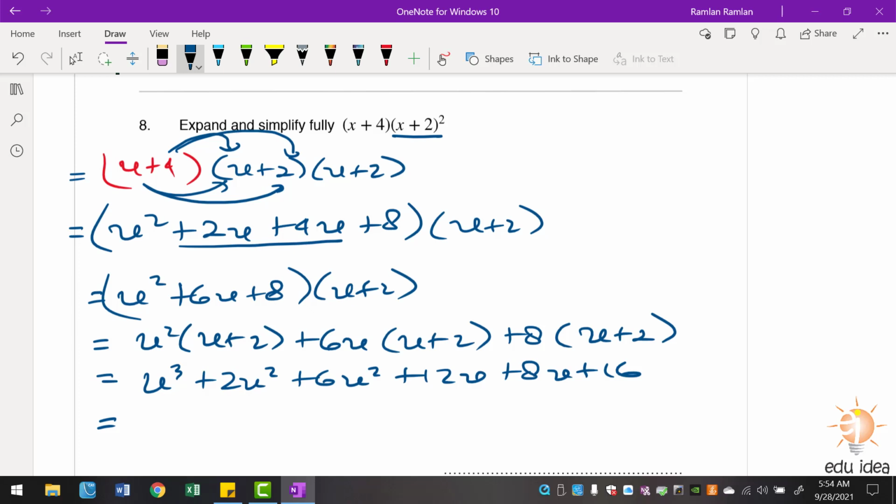Now to simplify, we know that we have other like terms, this 2x squared with 6x squared, because both of them have the same exact variable, which is x squared. The x cubed doesn't change. For those two, we combine them: 2 plus 6 is equal to 8x squared. And we also have 12x with 8x. Combine them, we get 20x, and then plus 16.